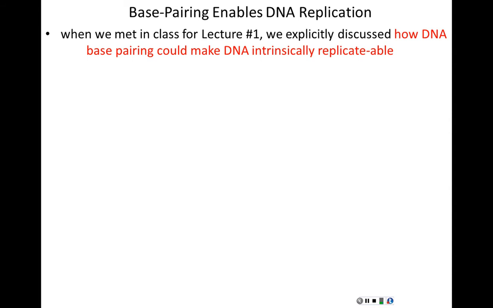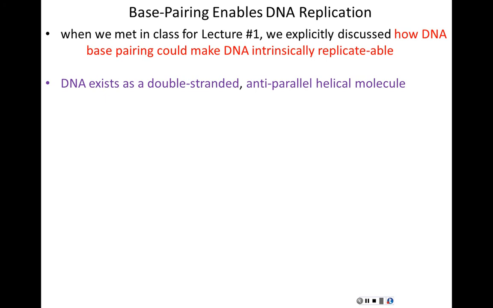So, the essence of DNA replication is actually possible because of base pairing. The rules of base pairing allow DNA replication to be. When we met in class after Lecture 1, when we did the in-class component of the Lecture 1 material, we used one of those study questions to explicitly discuss how the rules of base pairing give DNA this property of being intrinsically replicatable. You probably remember that DNA is a double-stranded, anti-parallel molecule that exists as a double helix, and bases are paired. A's base pair with T's, and G's base pair with C's.